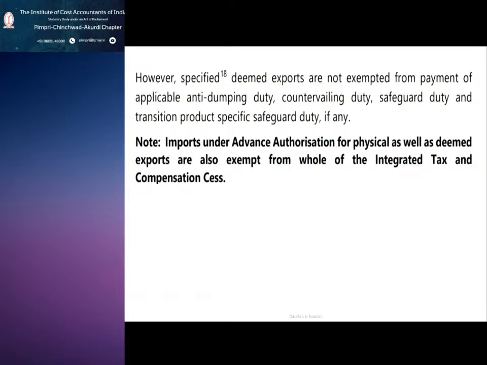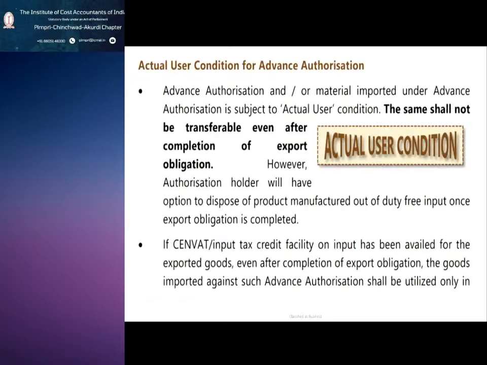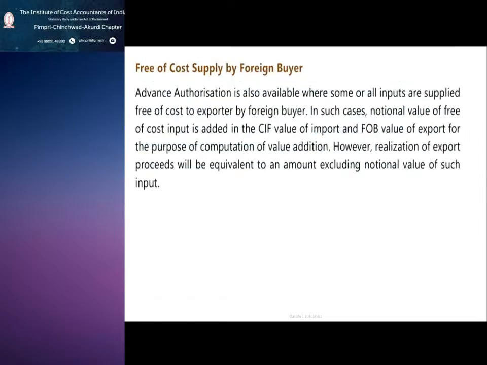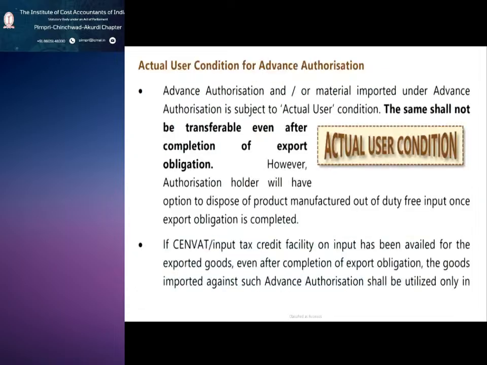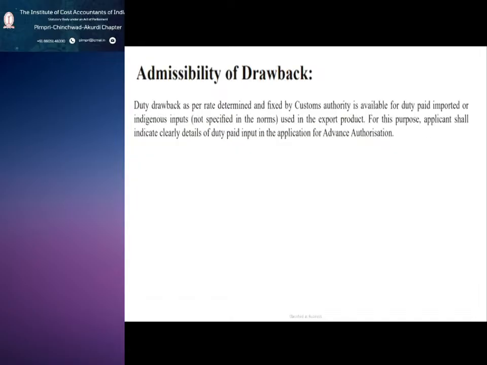So if you are doing any deemed export, in that case these duties are not exempted. Then import under advance authorization, for physical as well as deemed, in both cases we are exempt from the integrated tax and the compensation cess. Then admissibility of drawback. Then we have the actual user condition. So till here it will be till the advance authorization scheme, and then everything will be very simple.